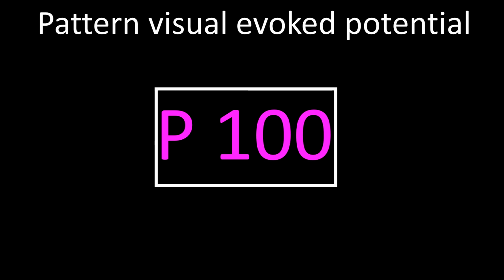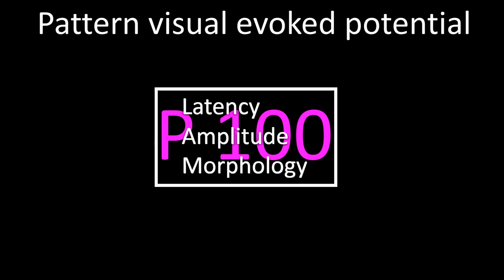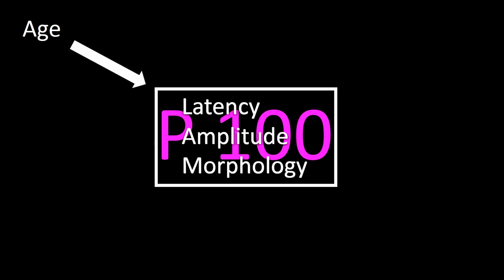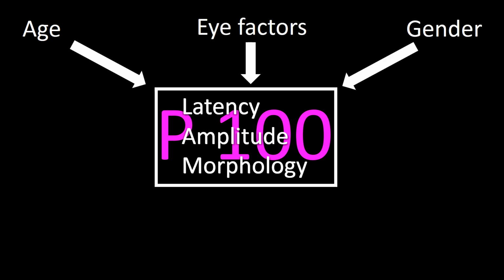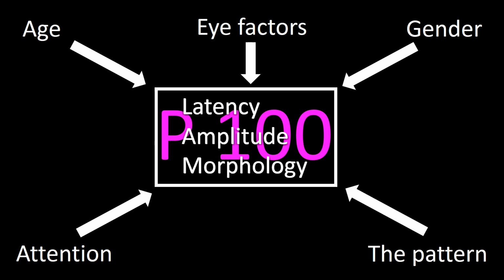Pattern visual evoked potentials are about P100. About P100 latency, P100 amplitude, and P100 internal and external morphology. But it is also about the factors that influence P100. Some of these factors are related to the individual, such as age, eye factors, gender, level of attention, but by far the most important of all factors that influence P100 is the pattern used as a stimulus.